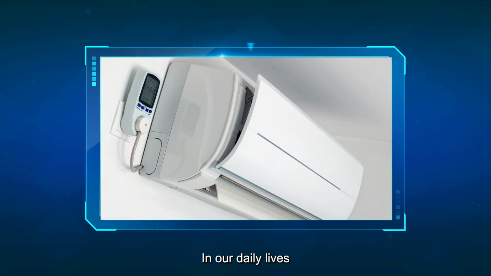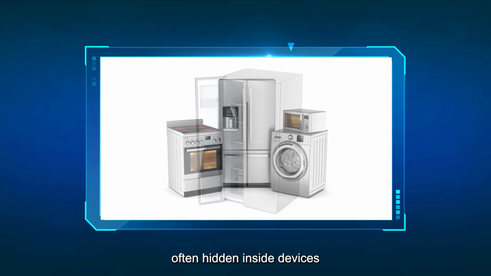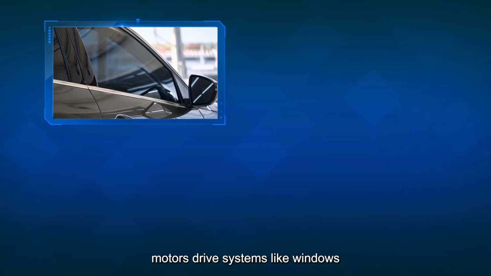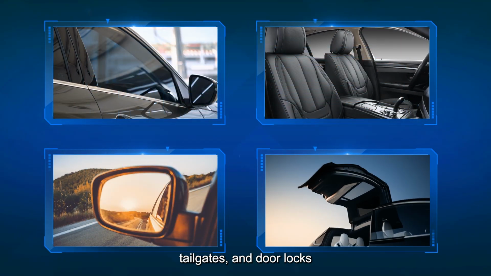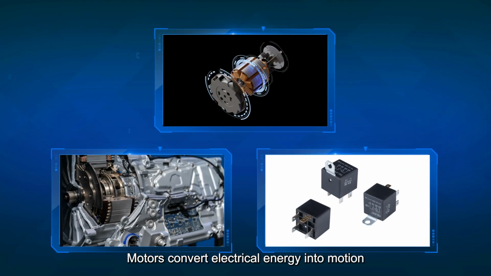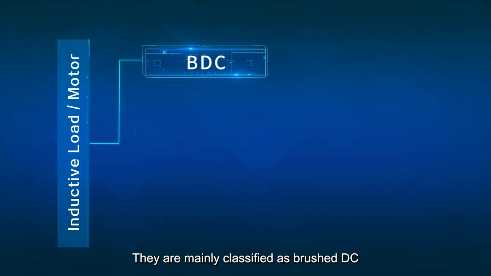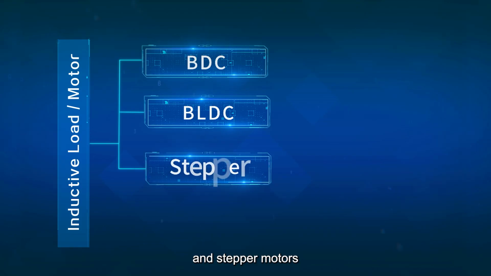In our daily lives, motors are everywhere, often hidden inside devices. For example, in cars, motor drive systems like windows, seats, mirrors, tailgates, and door locks. Motors convert electrical energy into motion based on electromagnetic induction. They are mainly classified as brushed DC, brushless DC, and stepper motors.